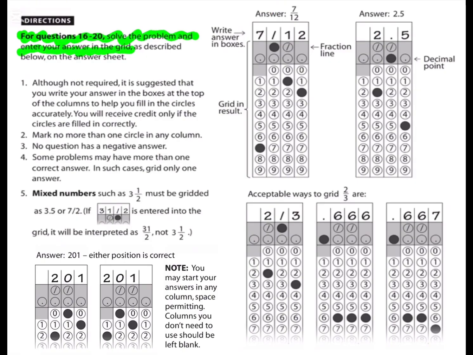Let's carefully go over how to fill out the gridded response section of your answer sheet so you don't lose points on simple mistakes. To correctly fill out the gridded response section of your answer sheet, check out all examples to make sure you get it right every time. Finally, remember you can start writing your answer in any column as long as the numbers are in the correct order.